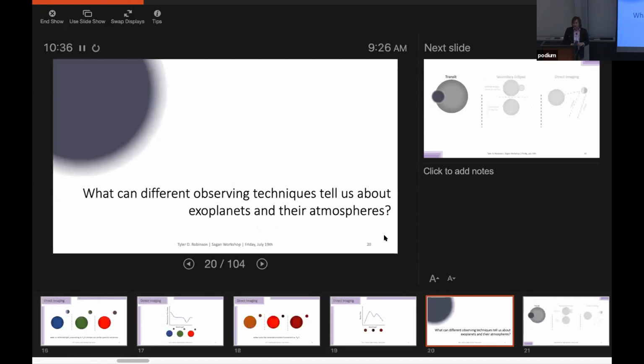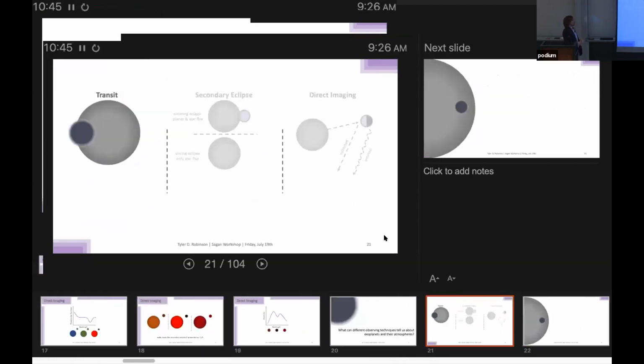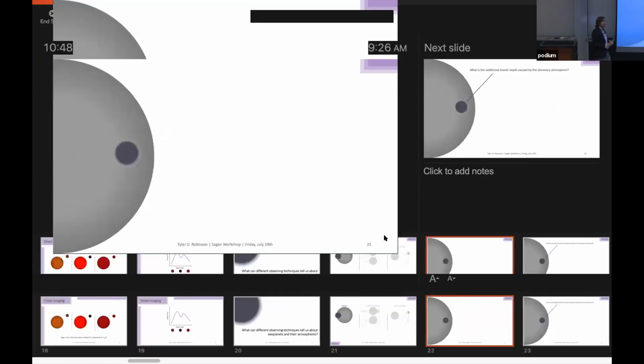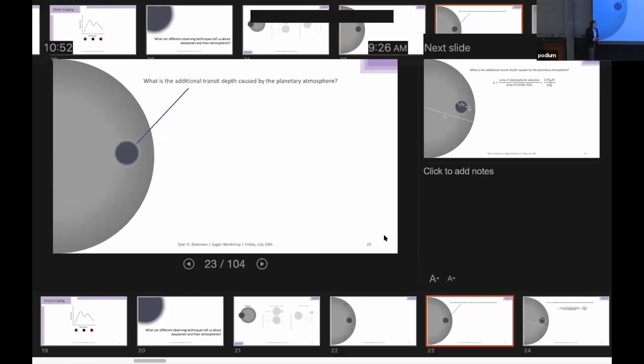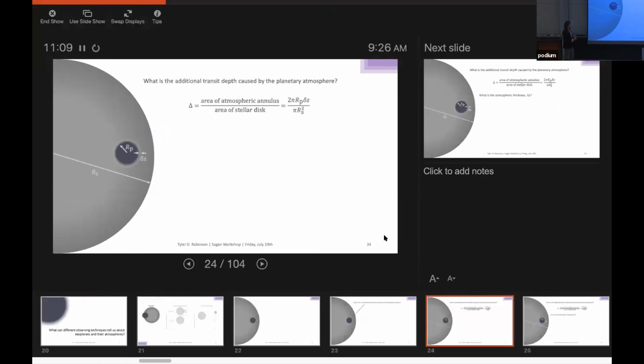Okay, leaving direct imaging behind, let's talk again about what these techniques can tell us about exoplanet atmospheres, starting again with transit. So here's a cartoon again of an exoplanet transit. And I'm going to ask the question, what is the additional transit depth caused by the atmosphere on that planet? That is the atmospheric signature. That is what we would want to go after for detecting biosignatures or for understanding the composition of an exoplanet atmosphere. Well, this is just geometry.